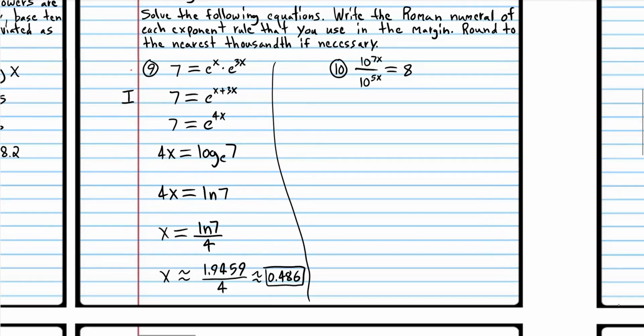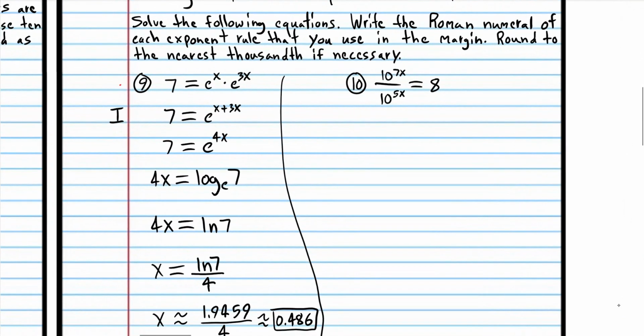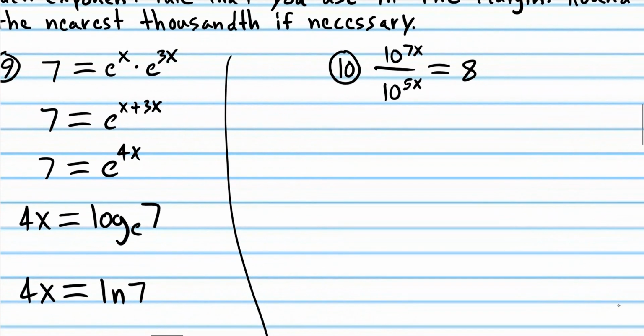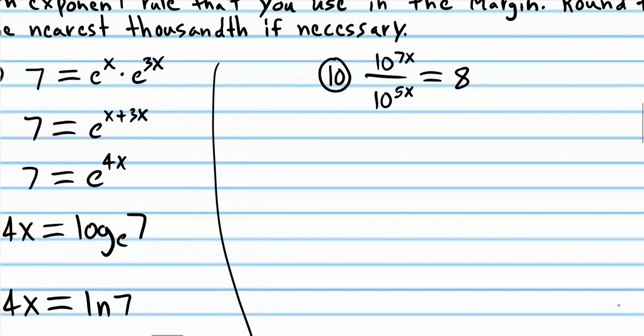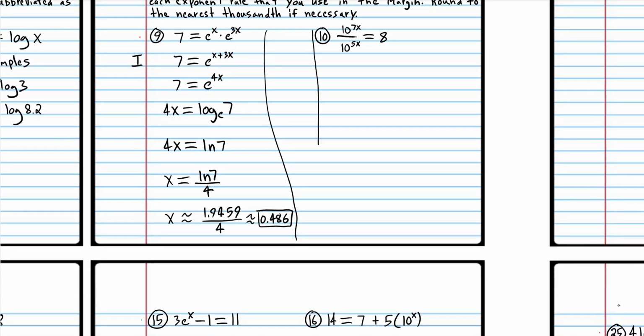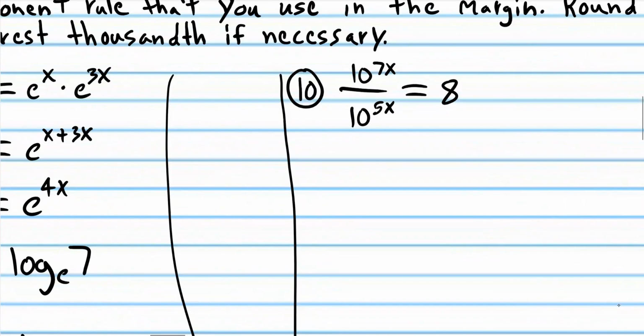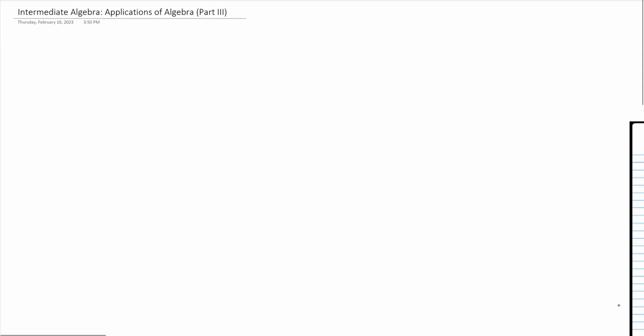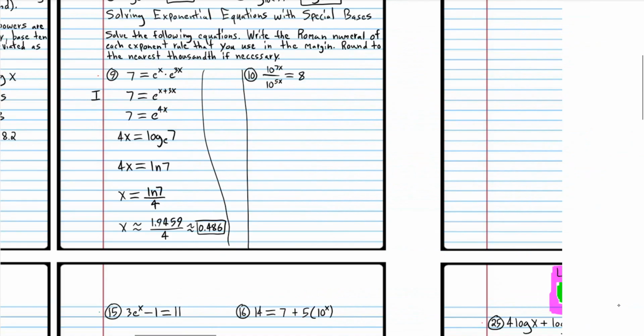Okay, let's try another one of these problems before you try one on your own. So now we have base 10. In the previous problem we had that special base e, now we have the special base 10, but it's no difference. Really the same type of problem. I guess we don't need two divider lines.